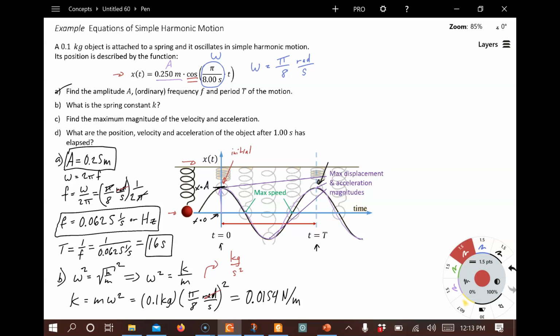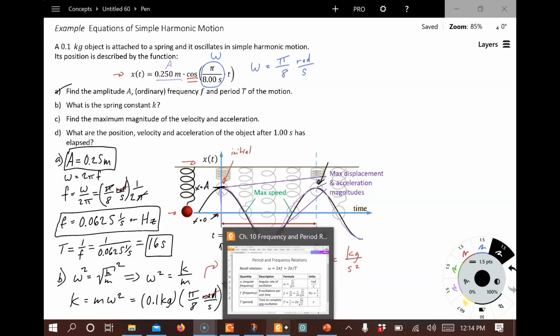Well, let's see. What is a newton? A newton is a kilogram meter per second squared. And then we're going to multiply by 1 over meter. So there's your newton per meter there. And if we go ahead and cancel out, we see that indeed we do get kilograms per second squared. So we're good. This is our spring constant here.